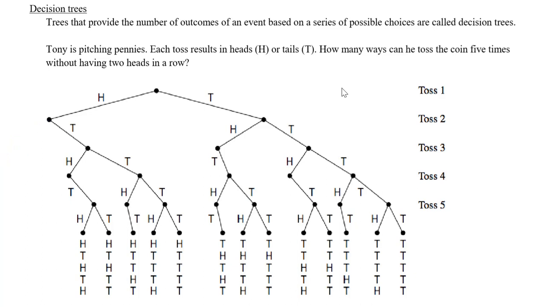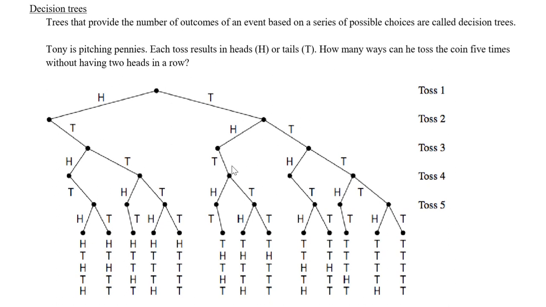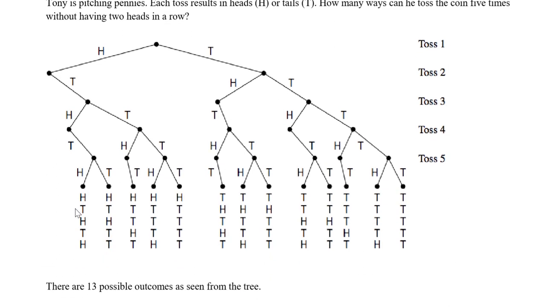So as you see, this is how you design the decision tree, and based off whatever decision you need to make, you keep going, and then you count all of them, so there are 13 possible outcomes. So this is a very visual way of seeing all the outcomes. I hope this is helpful.